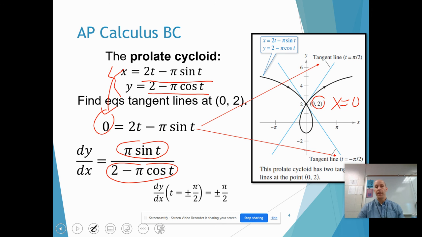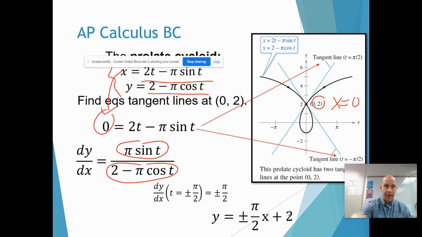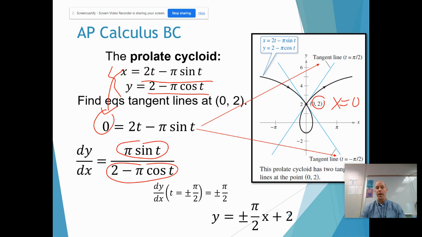We need to figure out what that is for t equaling plus or minus pi over 2, which turns out to be pi over 2 plus or minus. And therefore, our final answer here, let me get that out of the way, sorry about that, is going to be y equals plus or minus pi over 2 x plus 2.